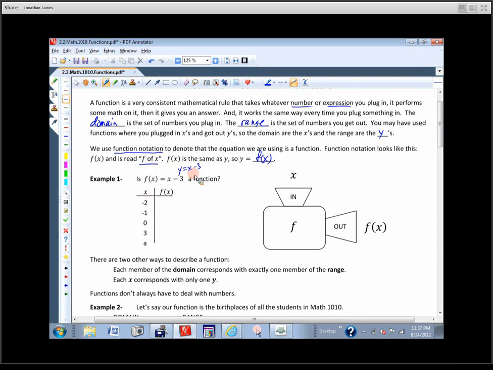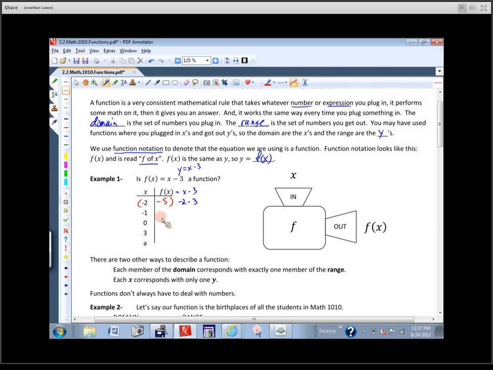So let's plug in a negative 2. If you plug in a negative 2, you put it right here. So it's x minus 3, so this would be negative 2 minus 3. What's our answer on that one? Negative 5. So when you plug in a negative 2, you get out a negative 5.